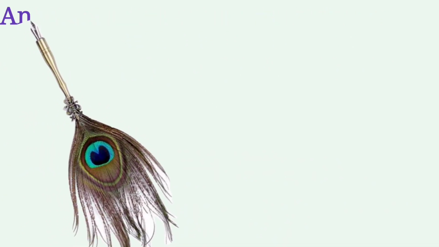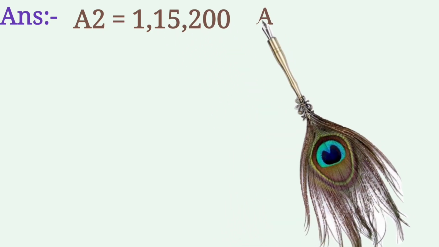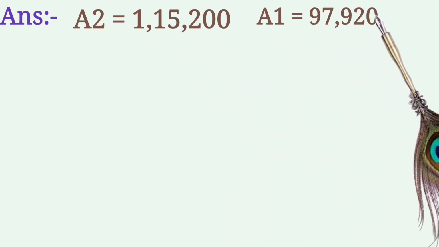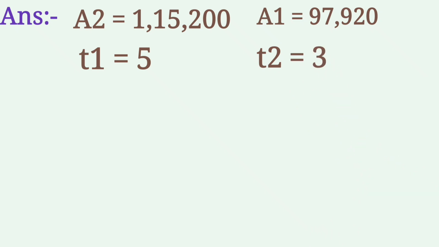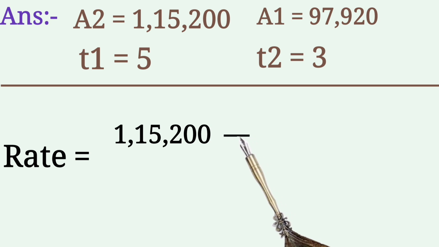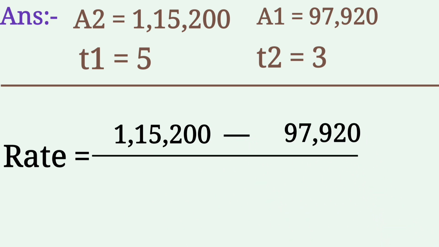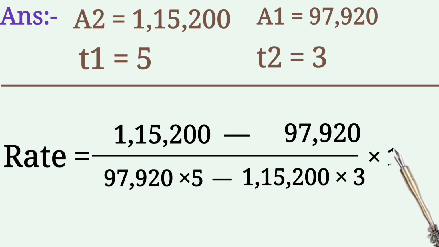Now let's move to the solution, where A2 is 1,15,200, A1 is 97,920, T1 is 5 years and T2 is 3 years. Now rate is equal to (1,15,200 minus 97,920) divided by (97,920 into 5 minus 1,15,200 into 3), multiplied by 100. For these types of questions, we have to start with the second part of the solution.